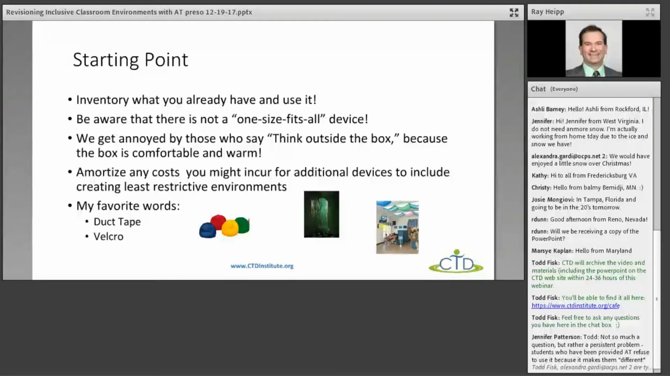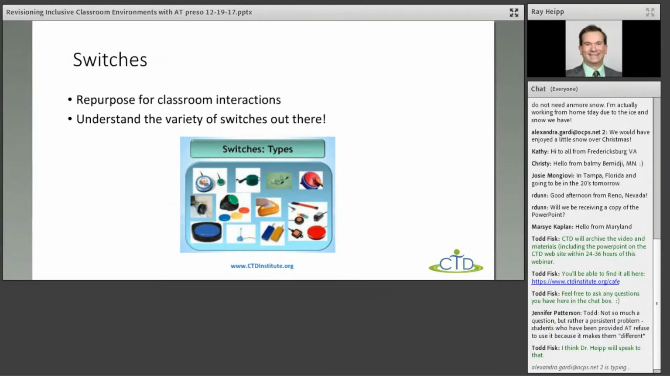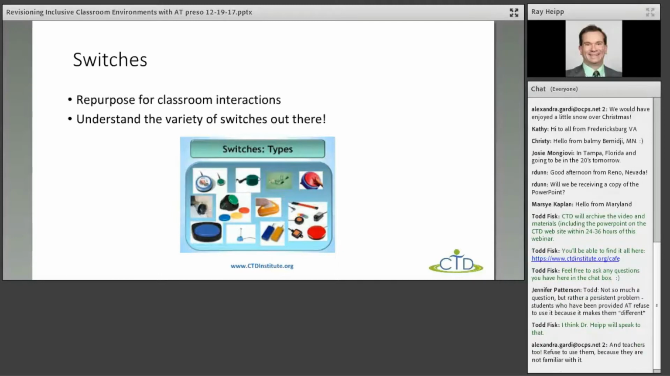We also need to be able to amortize costs. We need to take a look at, okay, an investment, even if it's a $30 investment, that's an investment. But what is that going to bring to our students, to our clients as we go through? And those of you who know me know my two favorite words are duct tape and Velcro, because in a classroom setting or a therapy room, those work great. And so what we want to do is incorporate the fact that there are so many approaches that we can take.